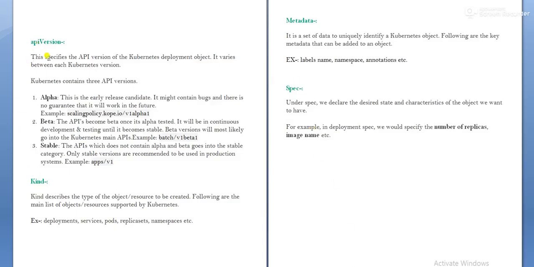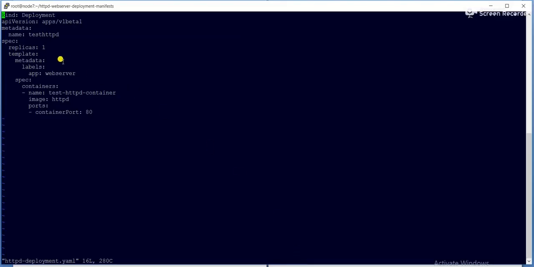So first is kind, API version, then kind, metadata. So the third is metadata, where we define the label name, namespace. Okay. So if you see the YML code, metadata, right? Name. So what is the name equal to? test HTTP. This is the deployment name only.